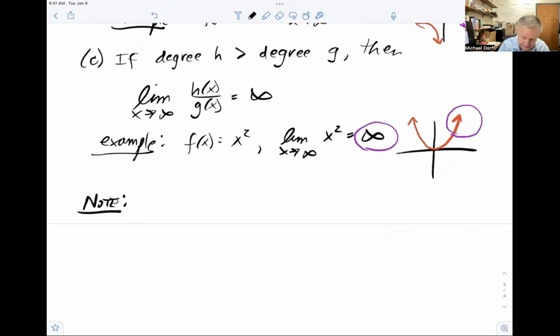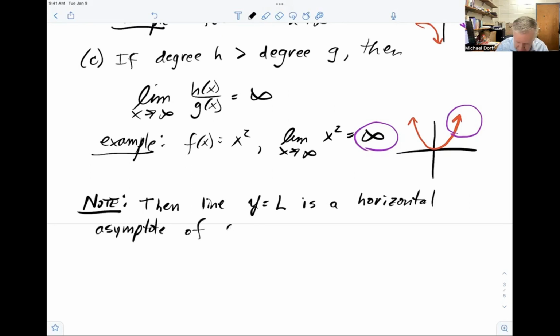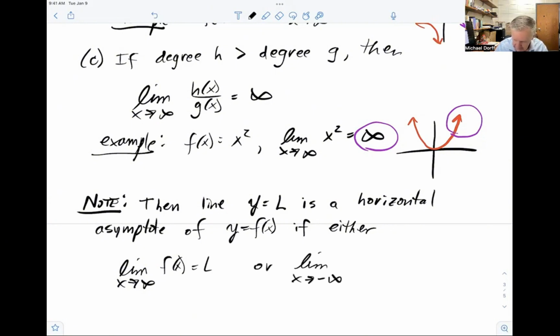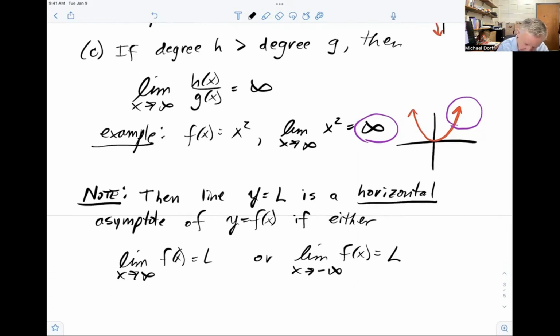So let's say what a horizontal asymptote is. You know what a vertical asymptote is. That's where the denominator equals 0 if I have a fraction or a rational expression. And that gives me a vertical line going up and down so that the function gets close to it but doesn't cross it. In this case, for a horizontal asymptote, we'll say the line y equals L is a horizontal asymptote of the function y equals f of x if either the limit as x goes to infinity of f of x equals L, or the limit as x goes to negative infinity of f of x equals L. So that's a horizontal asymptote.